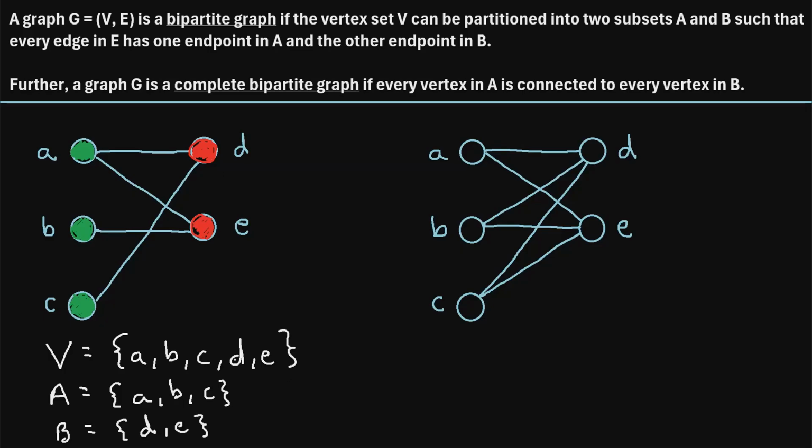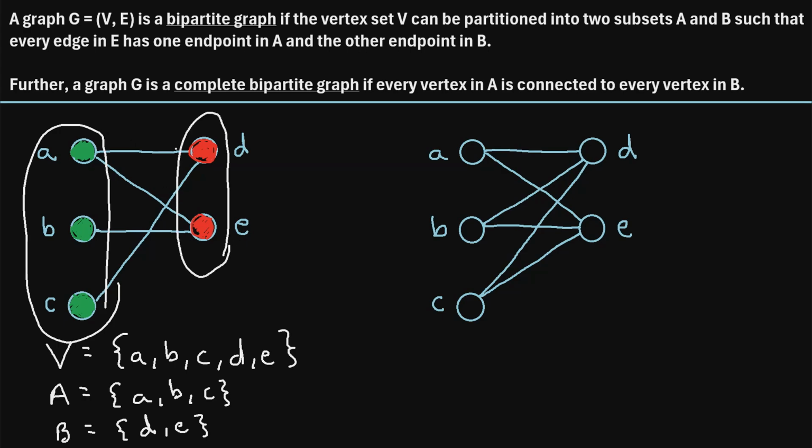When we partition the original vertex set into these two subsets, A and B, we'll find that every edge in the original graph has one endpoint in A, let's go ahead and circle those, and one endpoint in the subset B. So if we consider, for example, this edge right here, we can see it has one endpoint in subset A and one endpoint in subset B. And if we consider this edge right here, we can see it also has one endpoint in subset A and one endpoint in subset B. And we'll find that to be the case for every edge in this graph. So that's the definition of a bipartite graph.